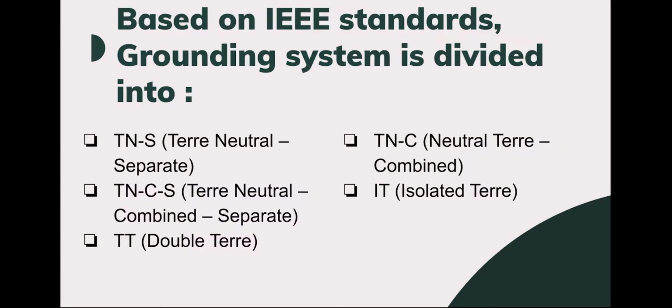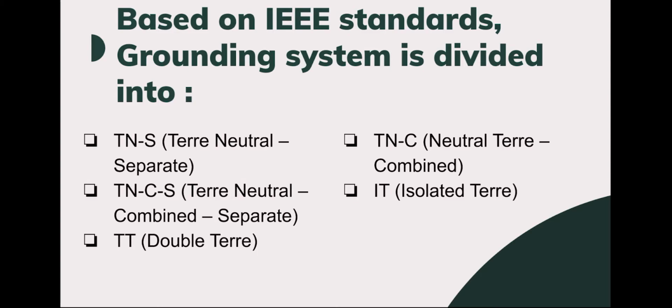Based on IEEE standard, there are 5 types of grounding system. The first one is TN-S, TN-C-S, TT, TN-C, and IT, which I will explain all of them one by one later.